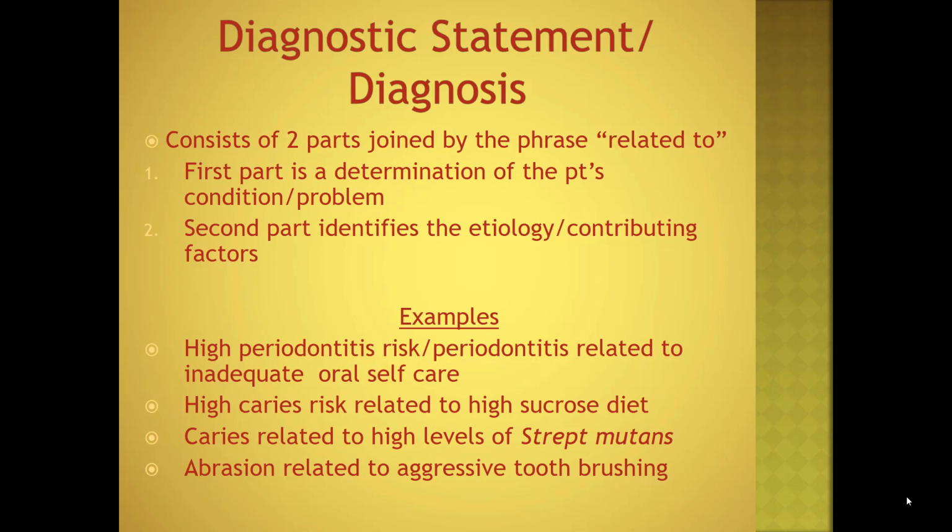So here are some more examples of our diagnostic statements. So high periodontitis risk, or it could be a patient that has periodontitis and they're past the risk stage, related to inadequate oral self-care. High caries risk related to a high sucrose diet, caries related to high levels of streptococci mutans, abrasion related to aggressive toothbrushing. So here are a few examples that your patient might present with.